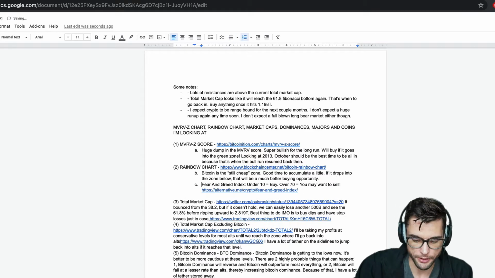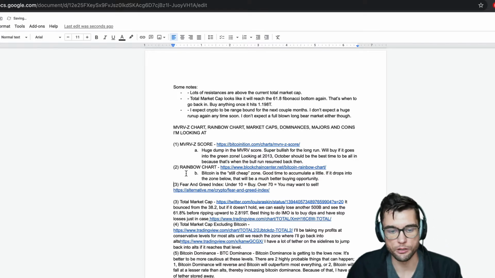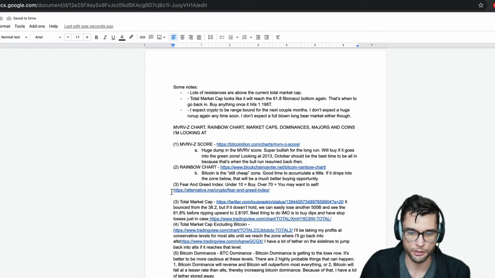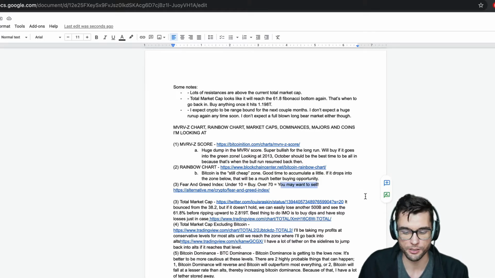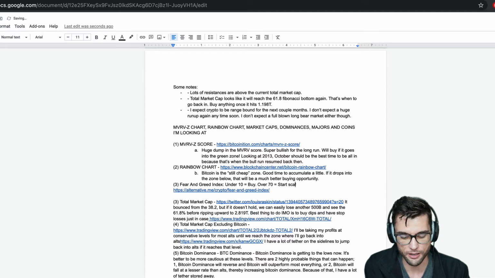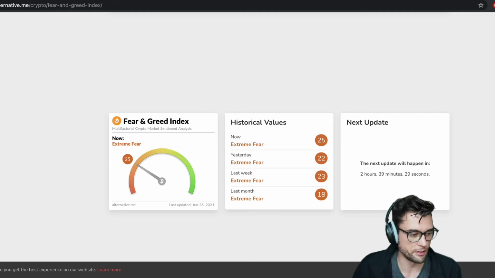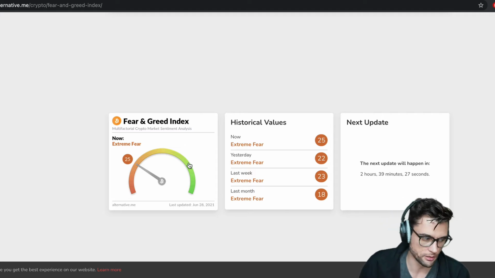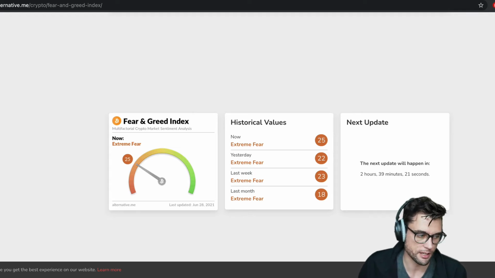So let me put that right here. Oops, this will be number 3. Okay, so now we have the MVRV Z-score, the rainbow chart, and the fear and greed index. Under 10 is an automatic buy. Over 70 is you may want to sell, start scaling out. So is it under 10? No, it's at 25. So it's not the worst. It's not the most fearful at all, obviously. It's at a decent price, or decent fear.